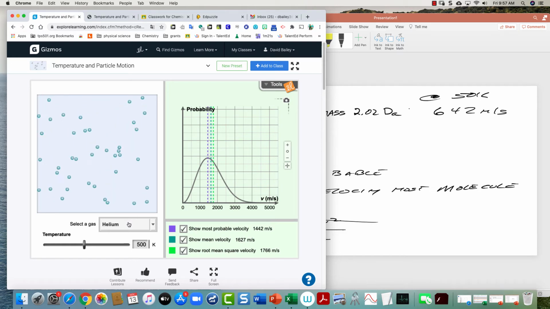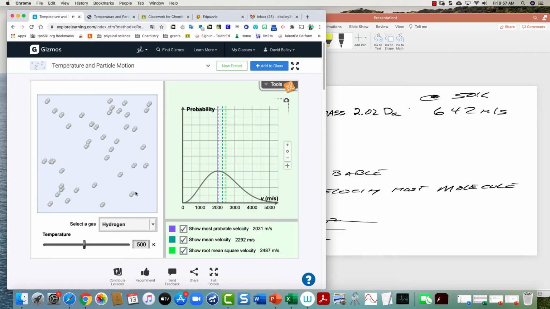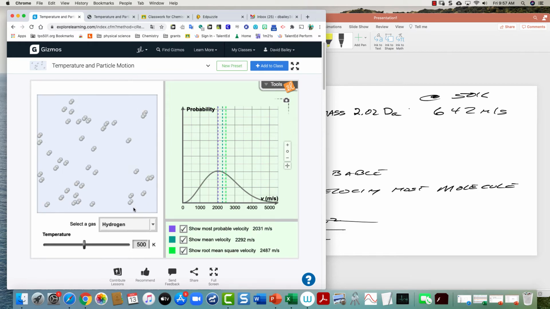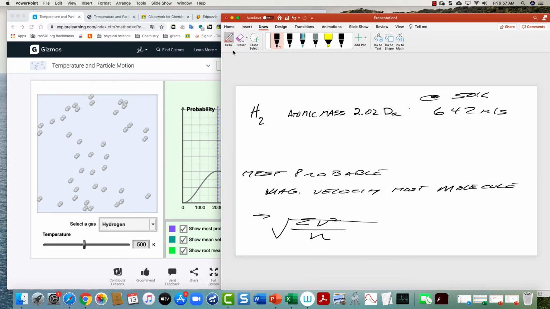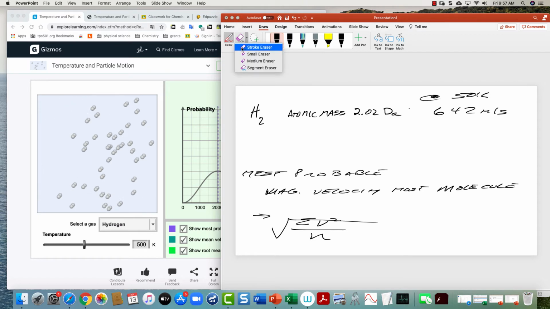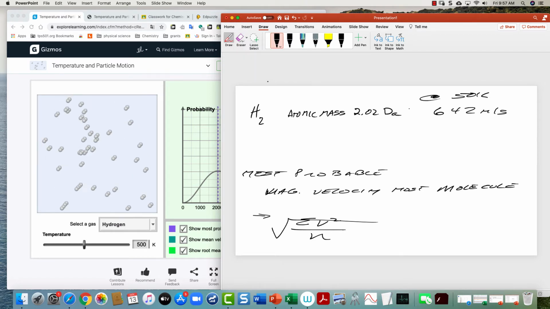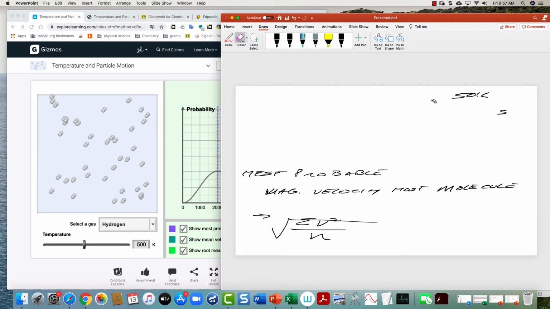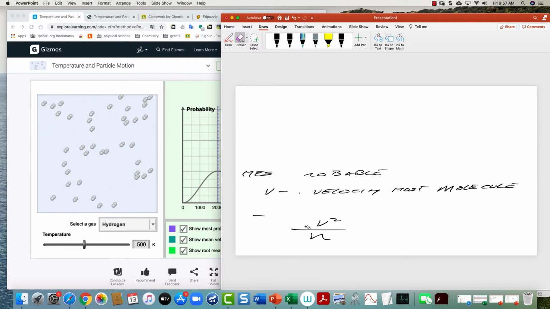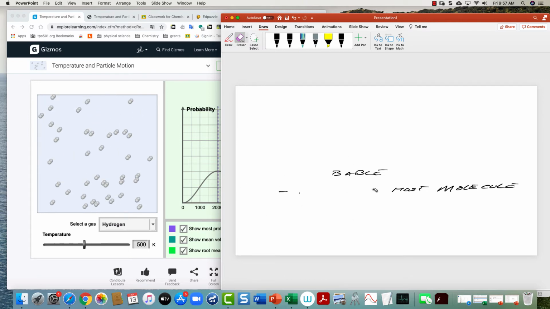Now here's the thing. The energy associated with these molecules remains the same. So the total kinetic energy at 500 Kelvin for helium is the same as it is in hydrogen. The difference between the speeds is due to the mass. So when we talk about this, let me erase this.